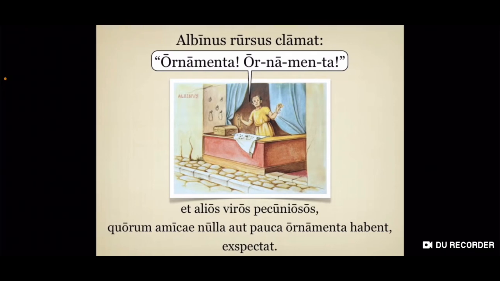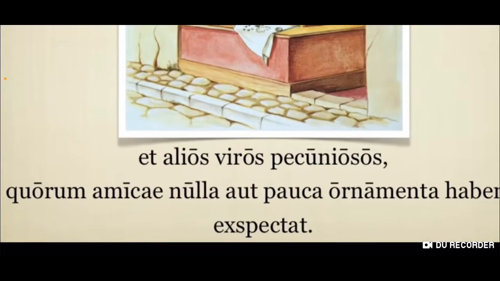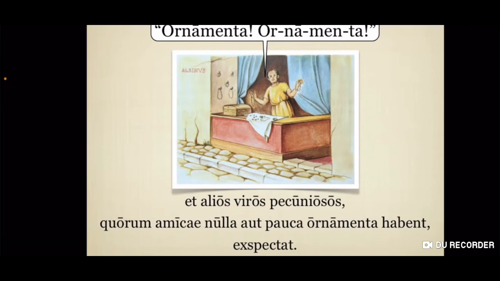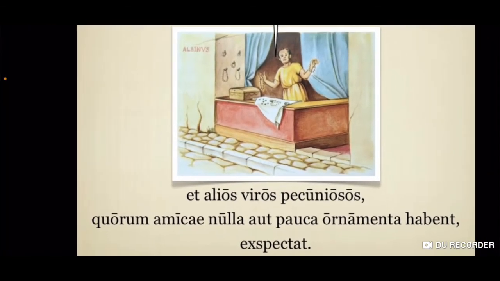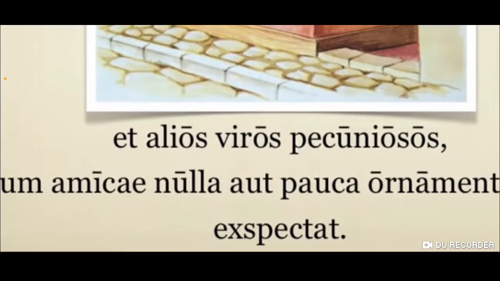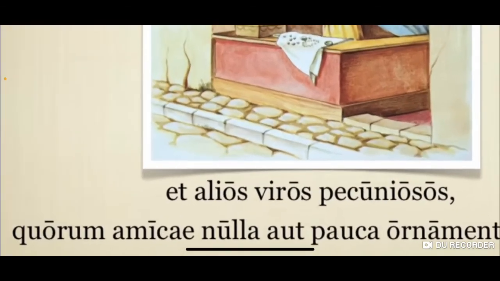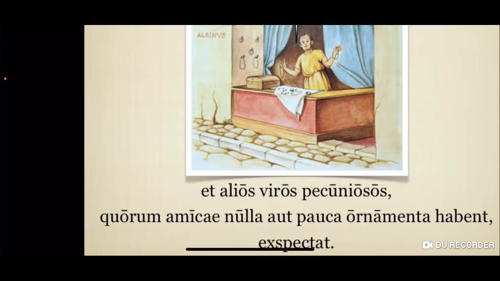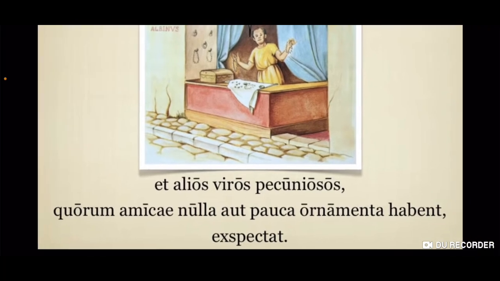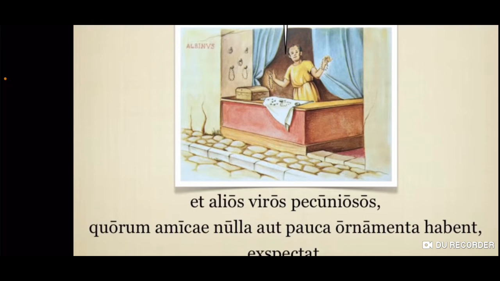Albinus rursus clamat, ornamenta, ornamenta. Albinus again cries out, jewelry, jewelry. Et alios viros pecuniosos, quorum amicae nulla aut pauca ornamenta habent, exspectat. And he waits for other rich men who have girlfriends who have no or little jewelry.